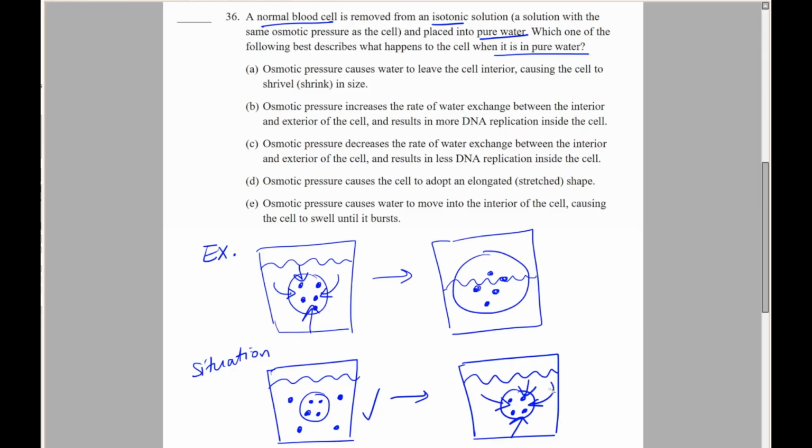So in this case, something like this is going to happen as a result. And as you can see, the cell is going to swell up. Eventually, it's going to burst, and the cell will be no more. So the only answer choice that lines up with that is answer choice E.